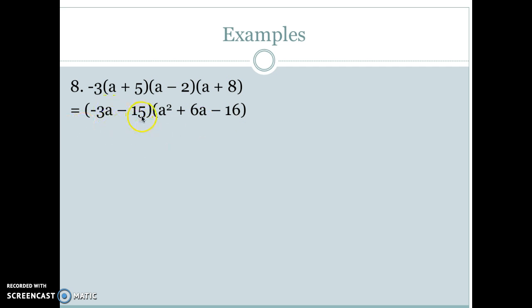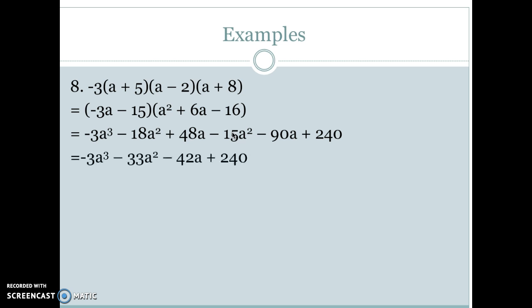Now we still have a binomial and a trinomial that we need to distribute and multiply. So once we take negative 3a times a squared, we get negative 3a cubed. And then we have negative 3a times positive 6a, we get negative 18a squared. Next we have negative 3a times negative 16, we get positive 48a. Then we move on to negative 15. We get negative 15 times a squared equals negative 15a squared. Negative 15 times 6a equals negative 90a. And negative 15 times negative 16 equals positive 240.